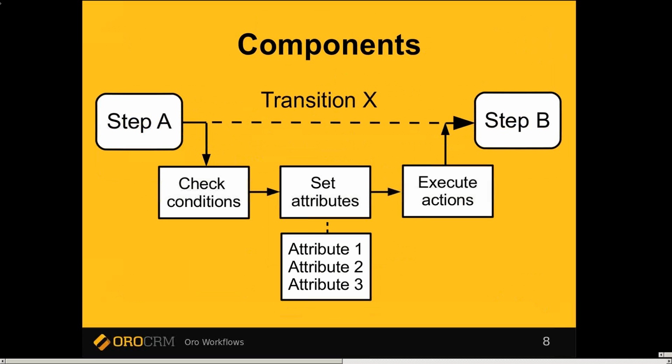In this altered schema, we have added the check conditions step, and we have added set attributes and execute actions. So when you are passing your workflow from step A to step B using transition X, in fact, first you have to check conditions, then you might set some attributes on UI, and only then some additional actions will be executed after the transition, and only then will you be in step B.